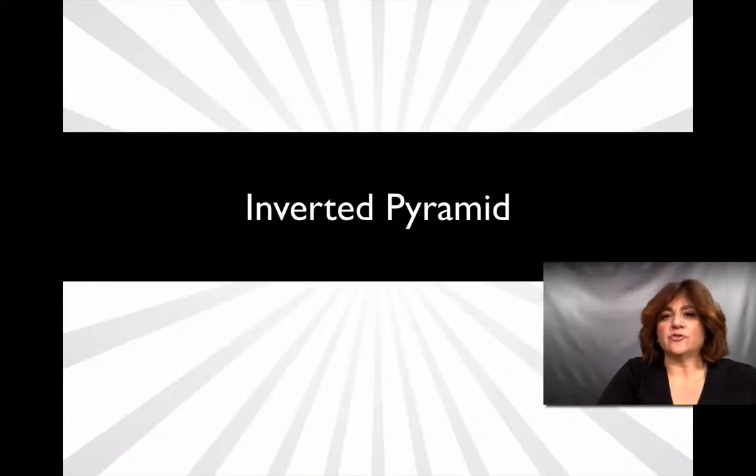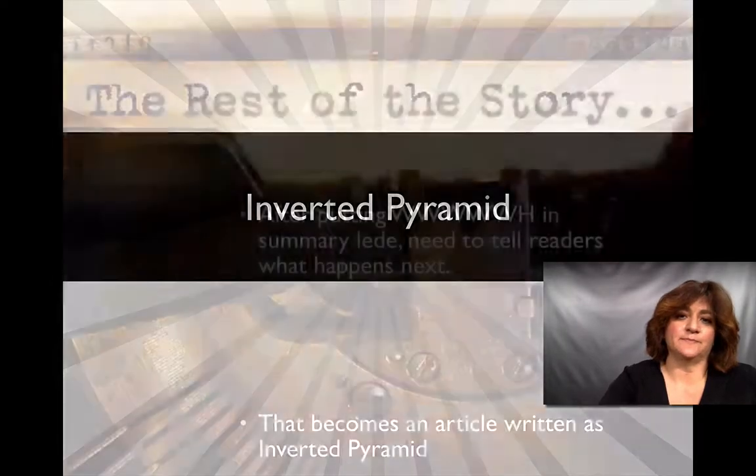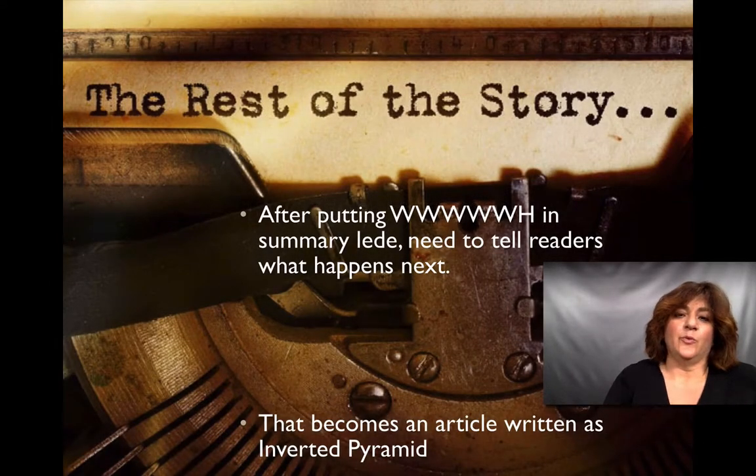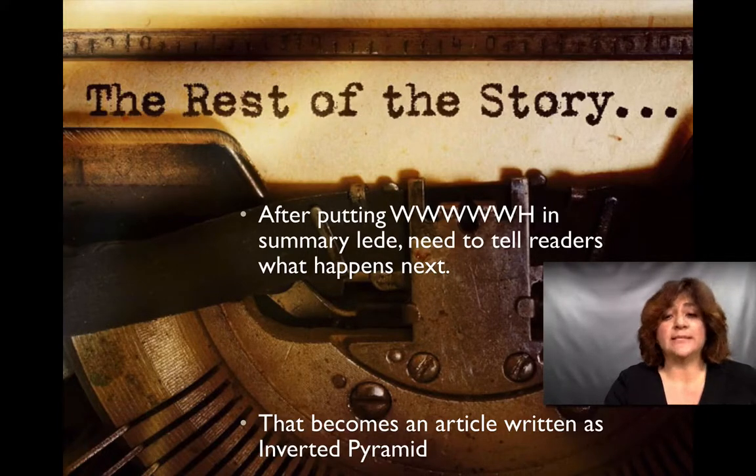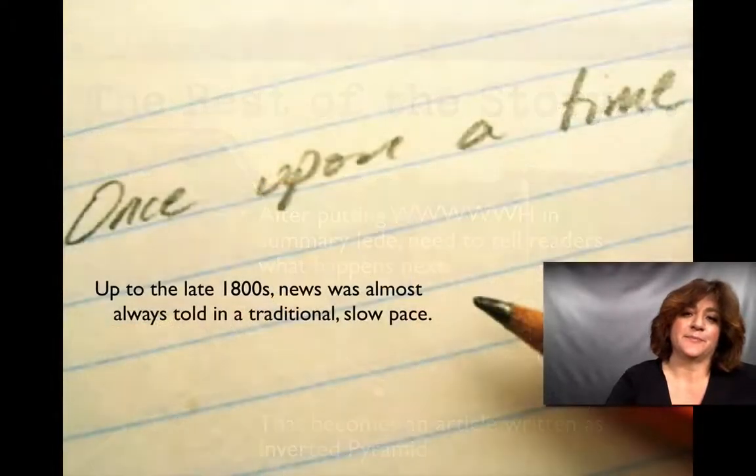Well, news writing follows a structure that's called the inverted pyramid. So let's take a look at what that involves. Remember, we talked about putting the who, what, why, when, where, and how in the summary lead. And we need to tell readers what happens next, though. And so we build from that summary lead the entire inverted pyramid story. Let's take a look at how that happens.